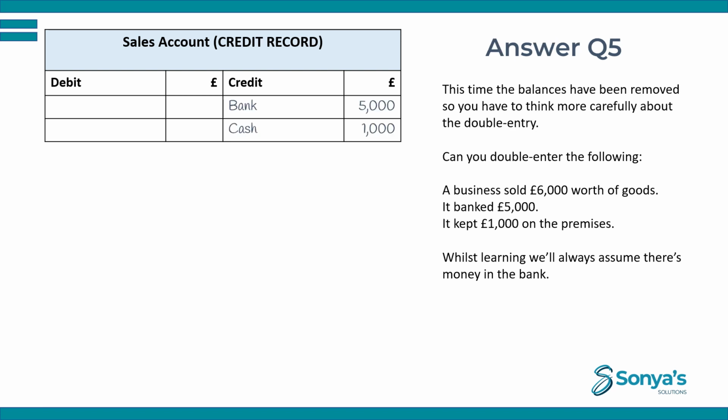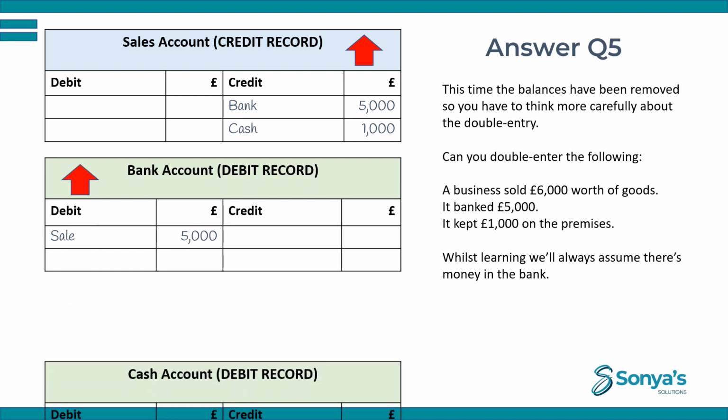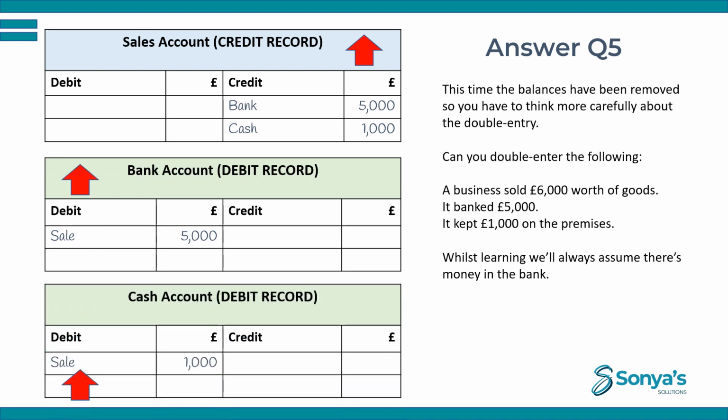The sales account is a credit record with an opening balance on the credit side. We need to add the additional sales by crediting the account. The bank account and cash account are debit records, so the balances are on the debit side. We need to add the money received to those balances by debiting the accounts. Did you remember to check the entries you've made balance and check the account balance makes sense?